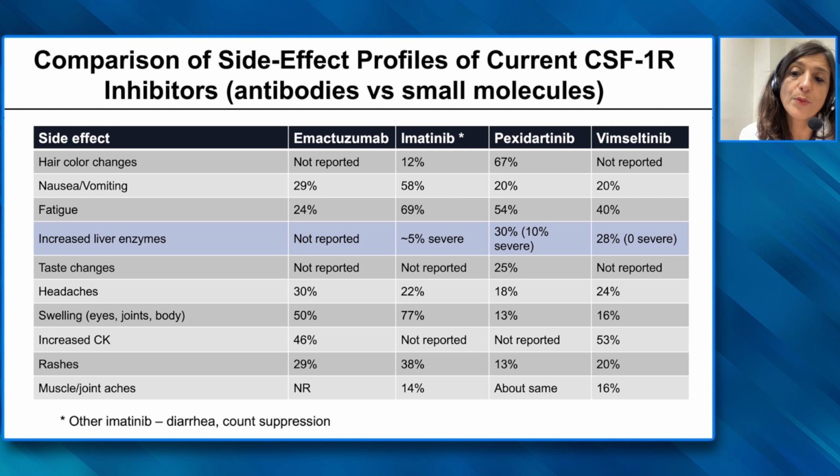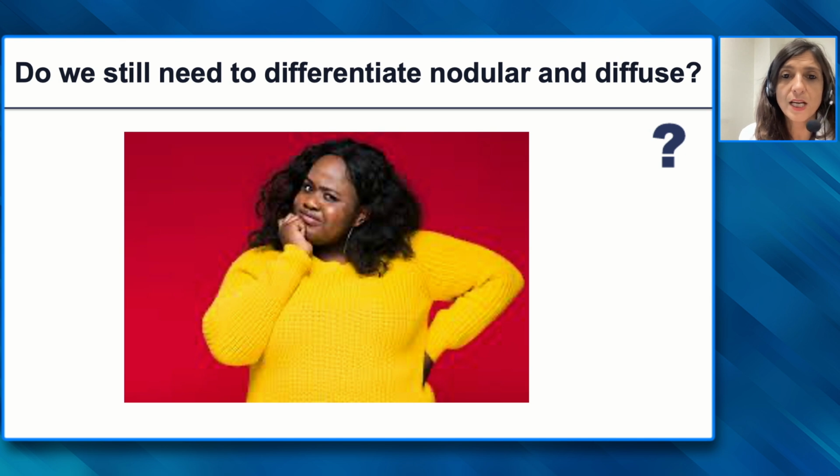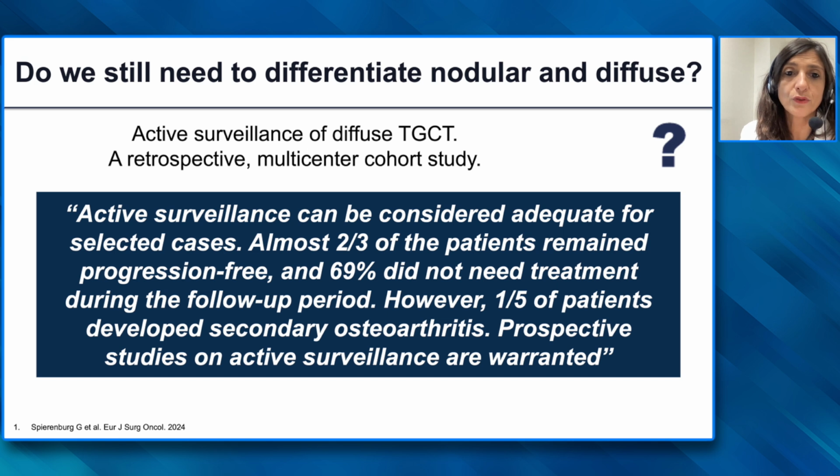And in this table, comparing the four drugs I presented today, as you can see, pexidartinib and vimseltinib are more associated with liver enzyme elevation, pexidartinib with bilirubin, and also hair color changes. I didn't mention that because in oncology it often happens and it's totally transient, but it is not reported so far with emactuzumab. To conclude, there are two types of TGCT patient, nodular and diffuse. In the past, surgery was the main approach, but active surveillance should also be considered. And this recent study showed that almost 70% of the patients did not need treatment. So this is important to consider as well.